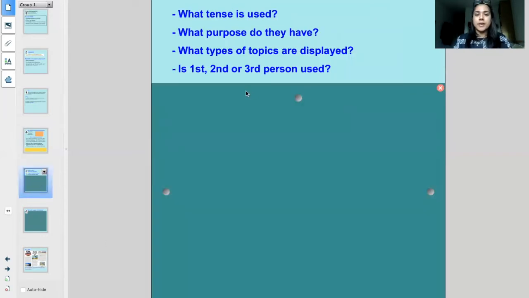Okay, so here are some things if you did want to add to your list now, just to help you a little further. What tense is used? What's the purpose? What kind of topics are displayed? Is it written in first, second, third person? Have a think about those things. Maybe add to your similarities and differences. Maybe look for these kind of things to help you a little more.